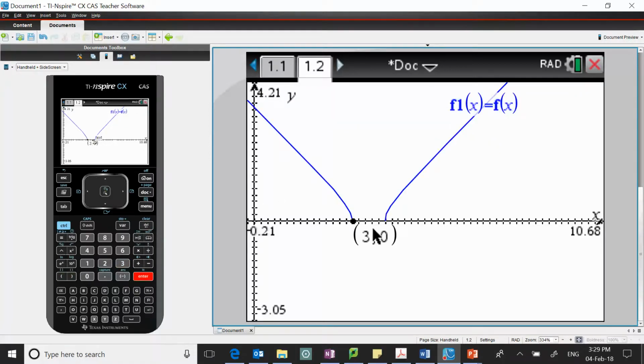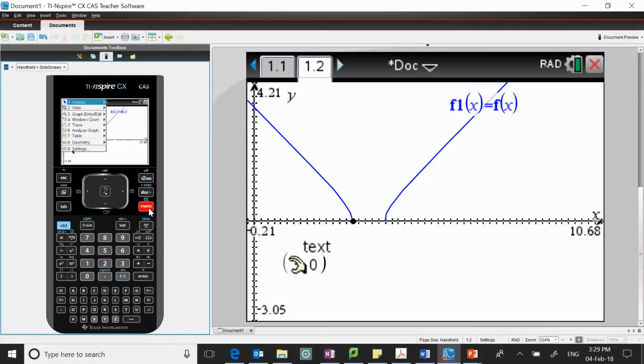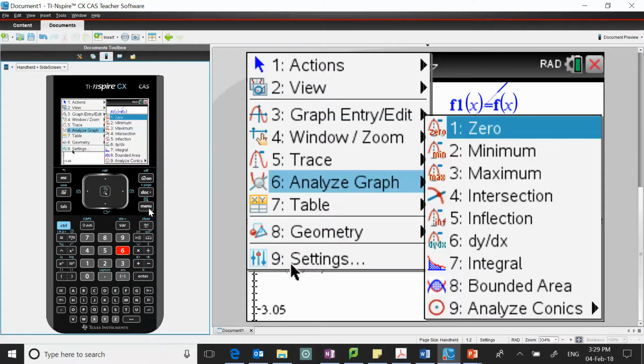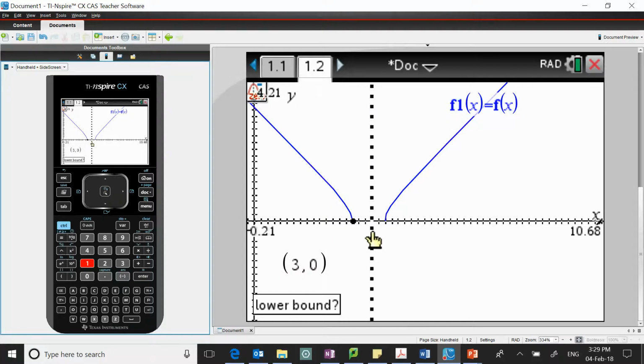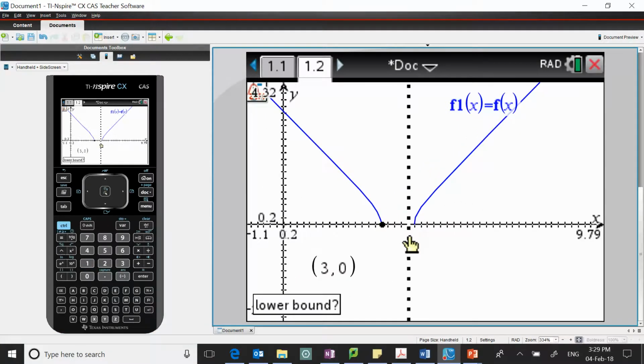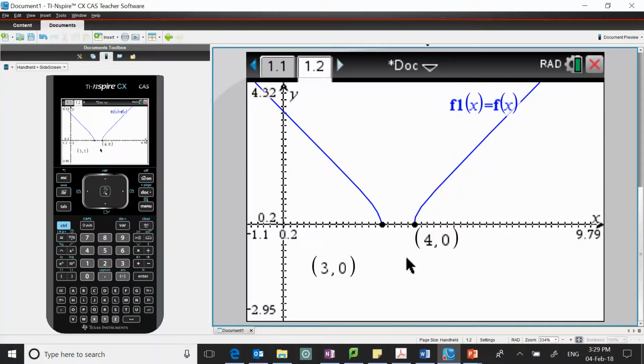See that? Between 3 and 4, which I can show you, menu, 6, 1, so the x-axis, this has to be 4. There you go, 3 and 4. See what I mean? Between 3 and 4, it won't exist because the quadratic will become negative and you can't square root it. Okay, so this is the graph.